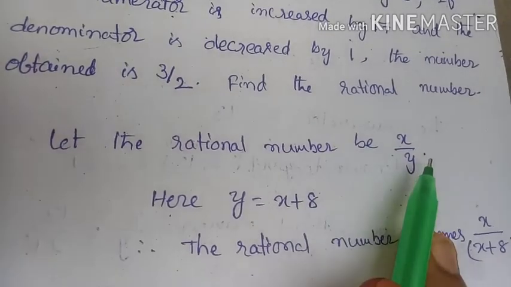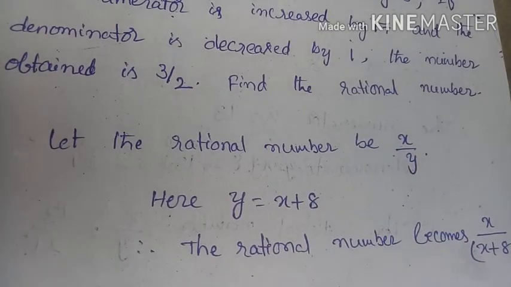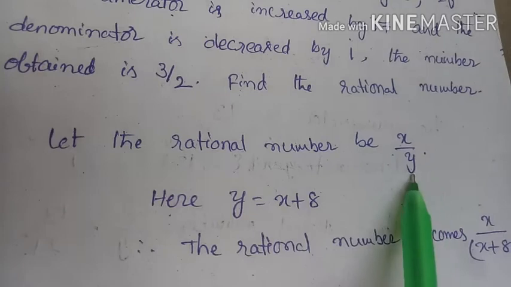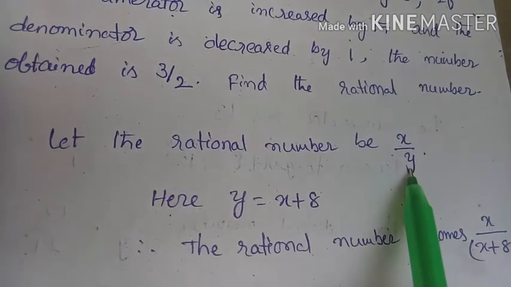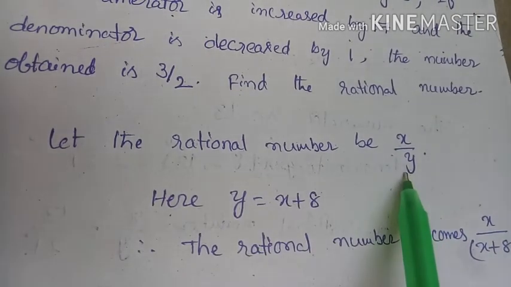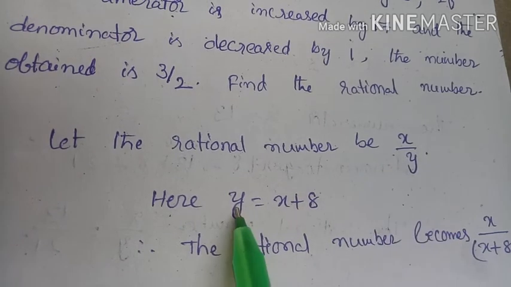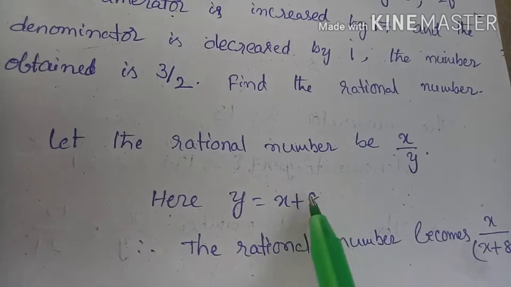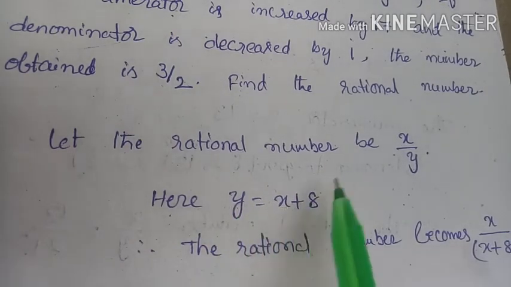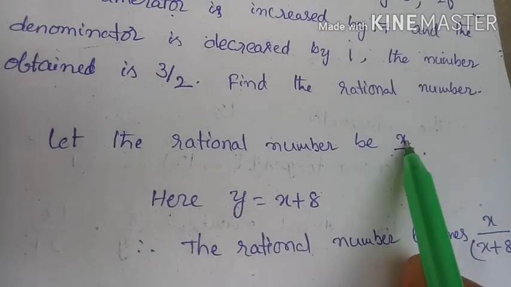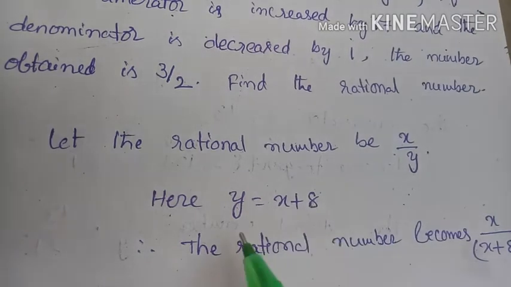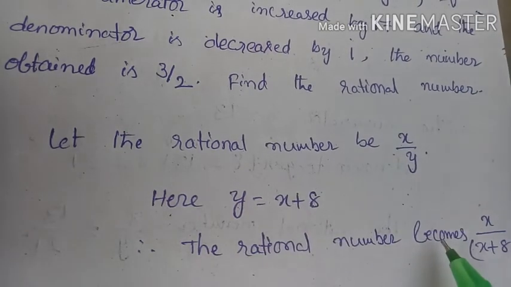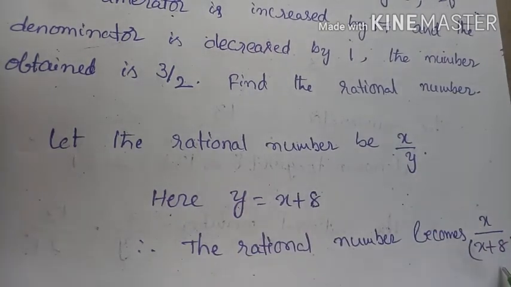Let the rational number be x by y. Here y, where is y? It is in the denominator. So y is equal to x plus 8. Y means it is greater than its numerator by 8. So therefore the rational number becomes x by x plus 8.